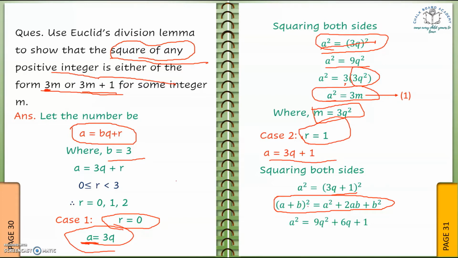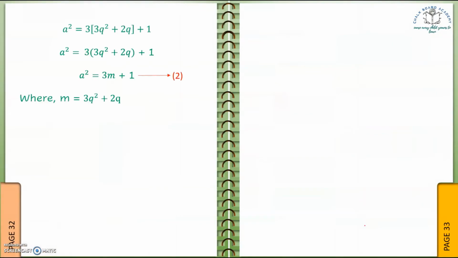So (a + b) whole square is equal to a square plus 2ab plus b square. Now here a is 3q and b is 1. So what we get: squaring 3q gives 9q square, then 2ab, that is 2 into 3q into 1, so it becomes 6q, and then b square, which is 1 squared, is 1. So we got this answer: a square is equal to 9q square plus 6q plus 1.